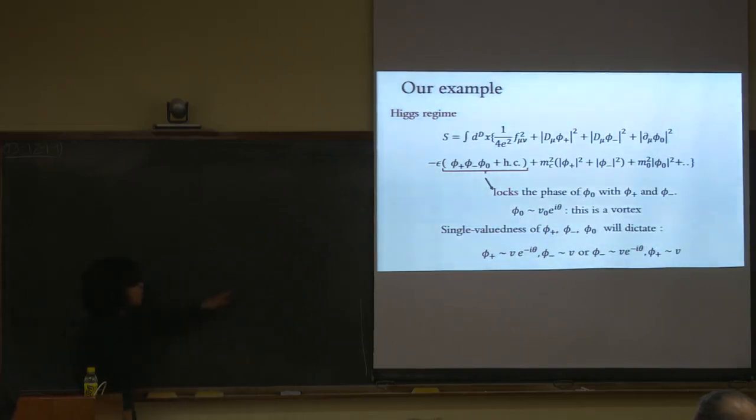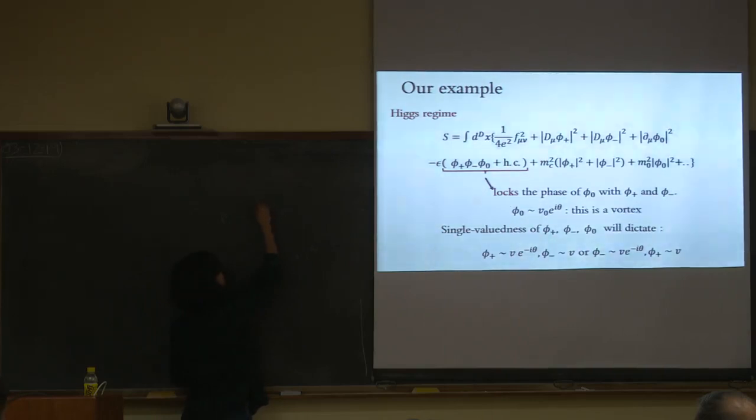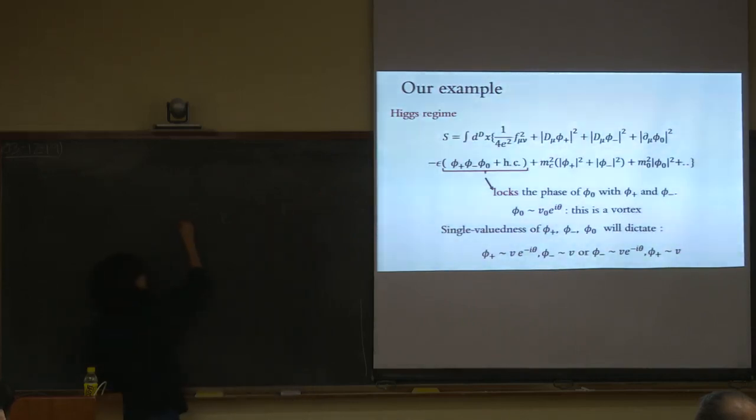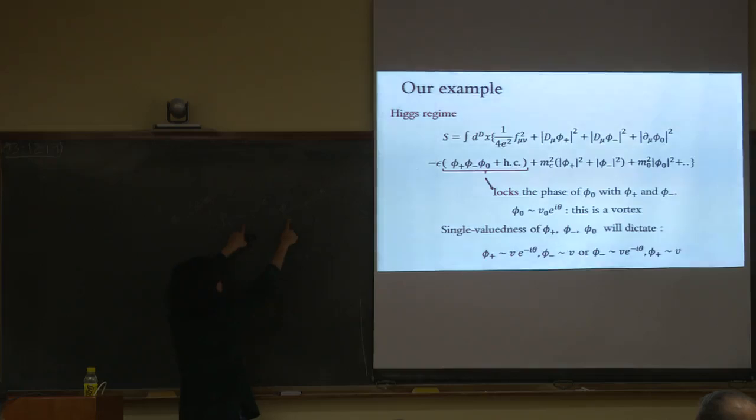Sorry, what did you — okay, hang on. So you want phi plus to wind as e to the minus i theta, phi minus to wind as e to the minus i theta, and phi 0 to wind as e to the 2i theta, right? Yes. So this is not going to contribute at all to what the gauge field does. Only these two are going to.